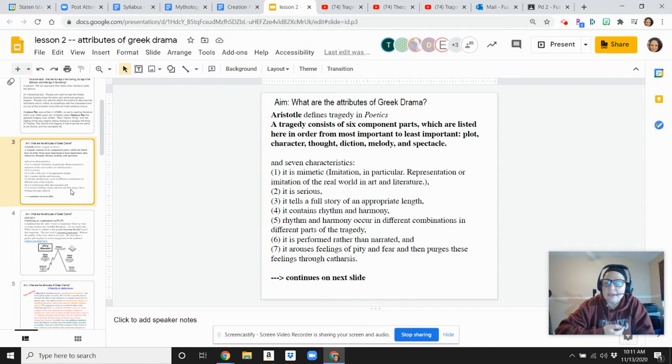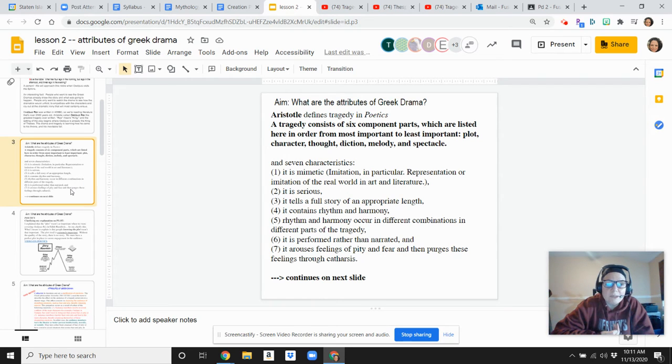Then there's character. You have to have characters who are good and relatable. If they're not good characters, then you're not going to care what happens to them, and you're not going to care if something bad happens to them. You want people who you could actually care about. Then thought, diction, melody, and spectacle.